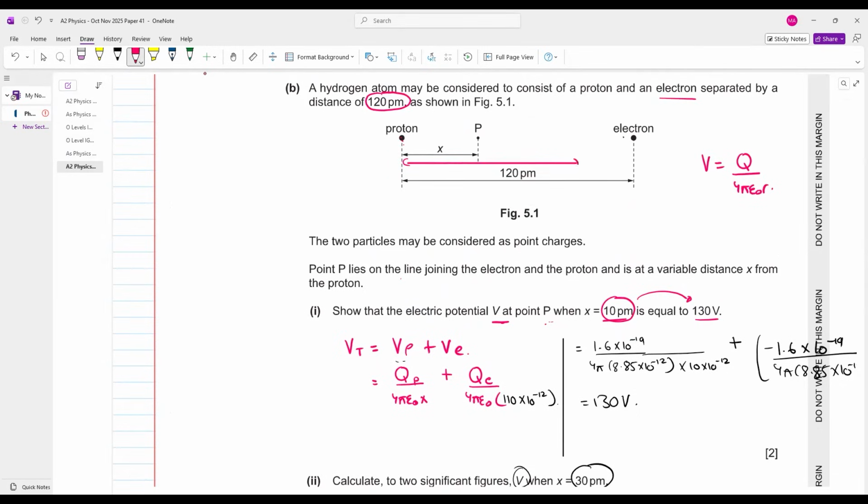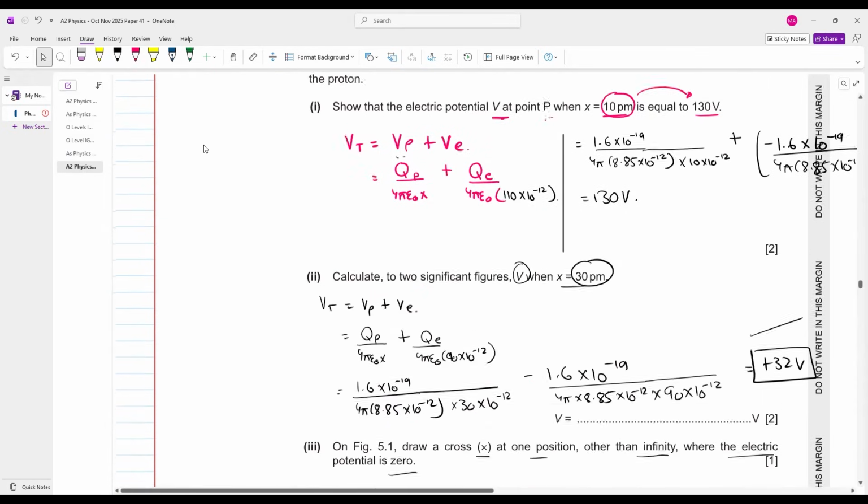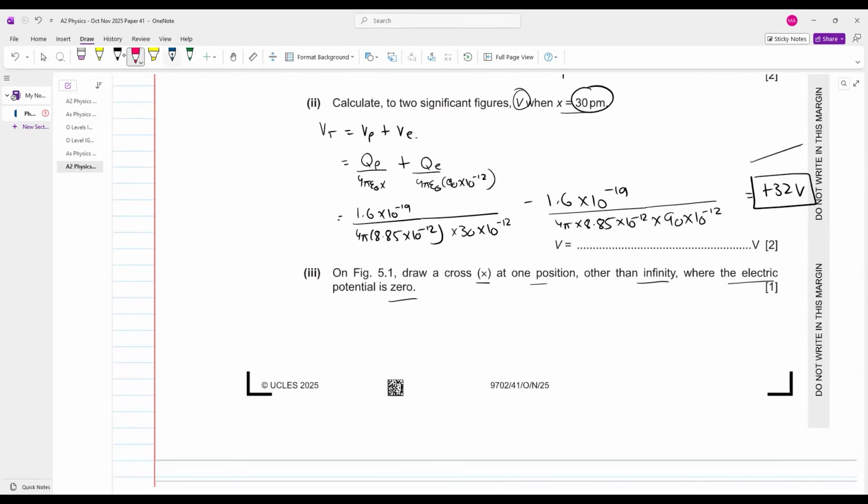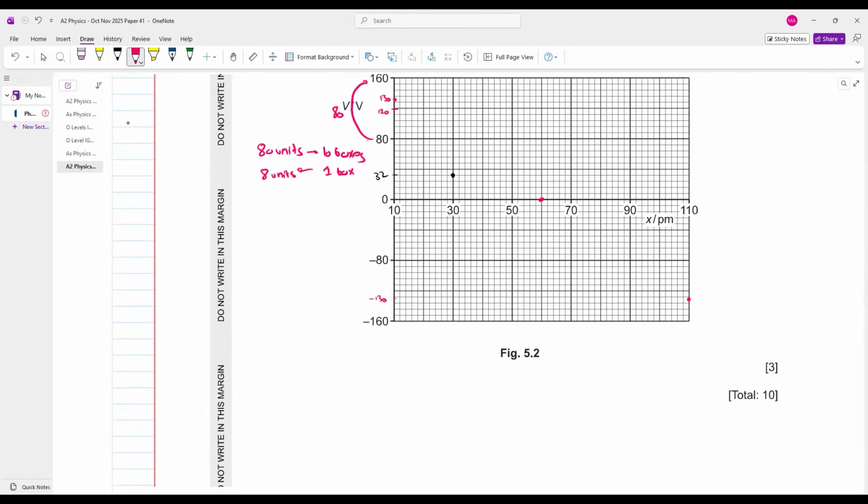Let's suppose your x value now becomes 90 picometer. Your distance from the electron becomes 30 picometer. Just flip the calculation a bit. Make the distance from the proton 90. Make the distance from the electron 30. Your answer will turn out to be negative 32 volts. So you can also plot another point. At a distance of 90, your electric potential is negative 32.